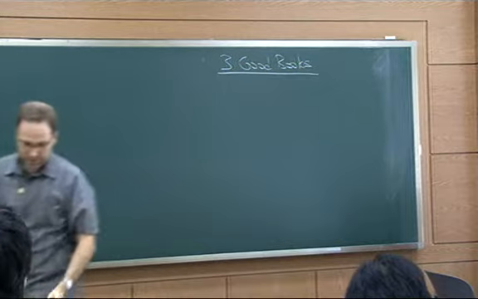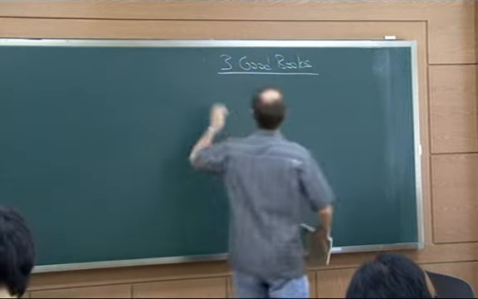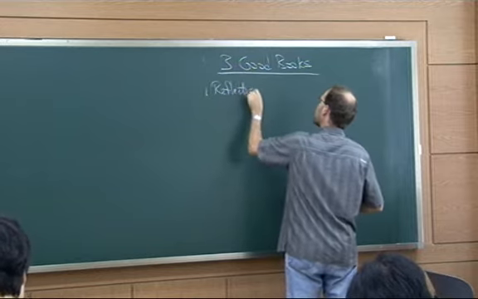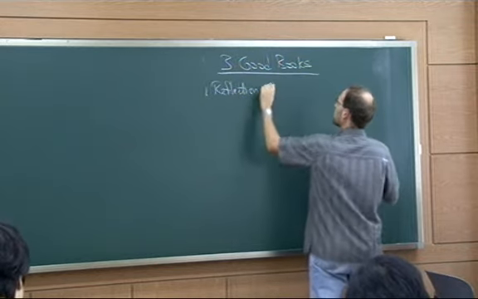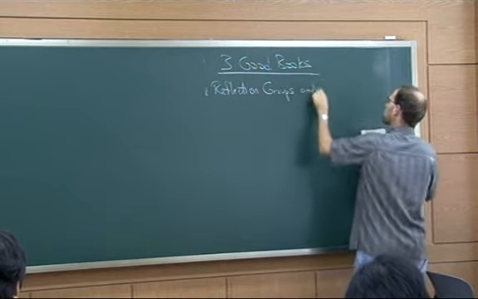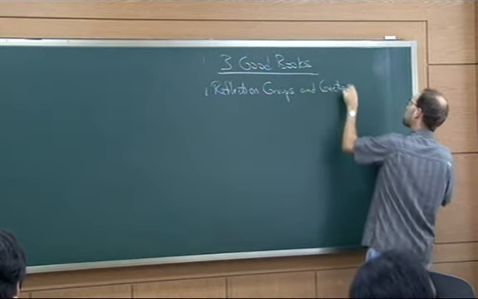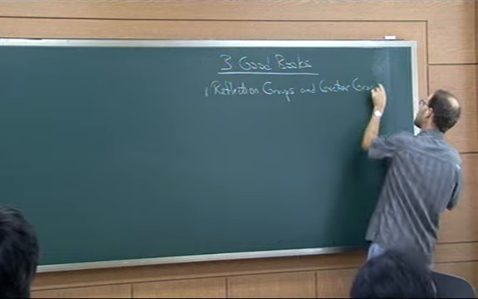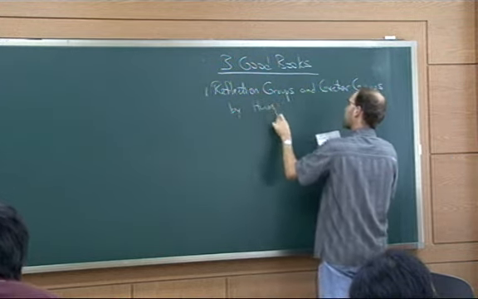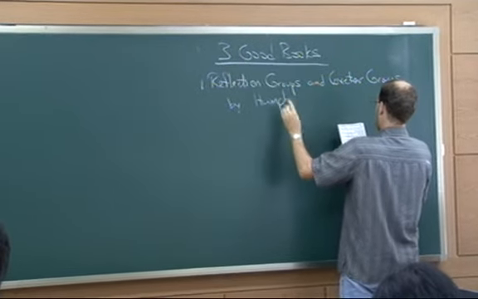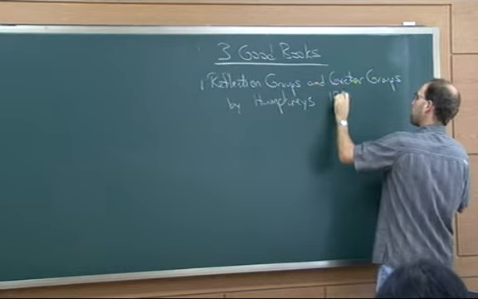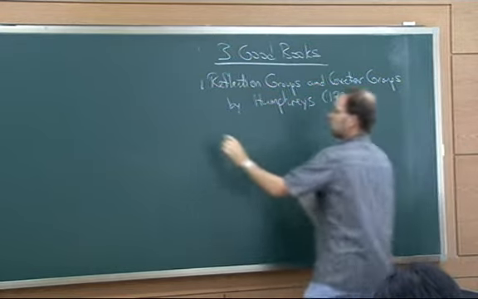Three books that are very good, in my opinion. The first one is called Reflection Groups and Coxeter Groups, by Humphreys, 1990.